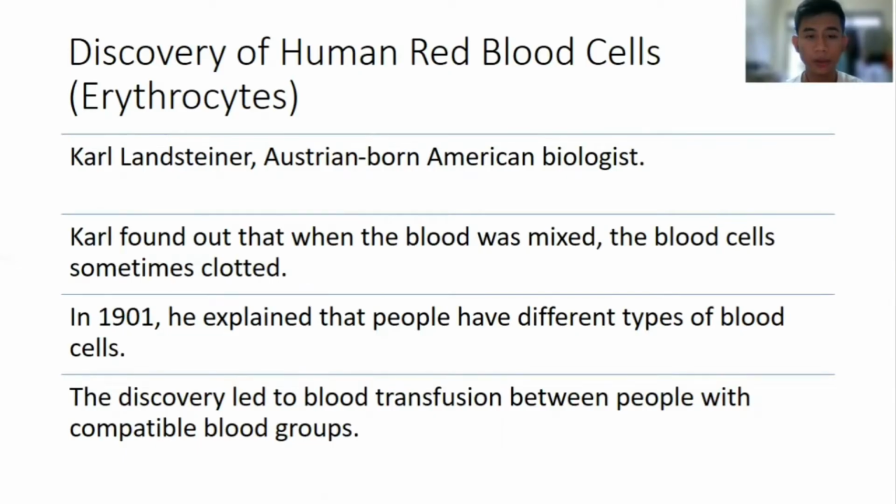Before going further, let's take a look at the discovery of human red blood cells, or simply called erythrocytes. An Austrian-born American biologist named Carl Landsteiner found out that when the blood was mixed, the blood cells sometimes clotted. In 1901, he explained that people have different types of blood cells. This discovery led to blood transfusion between people with compatible blood groups.